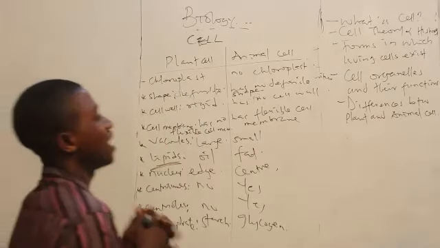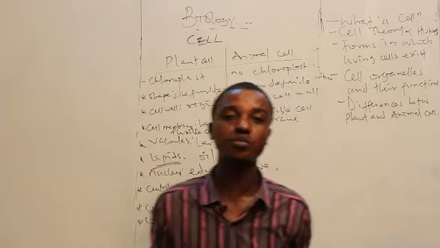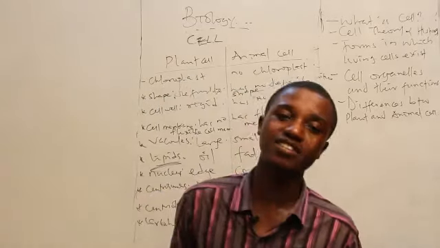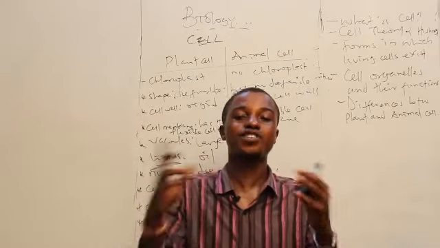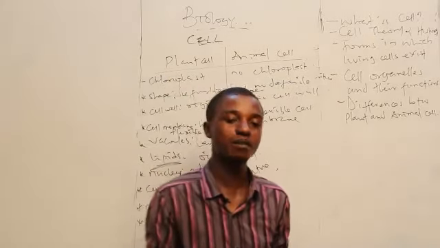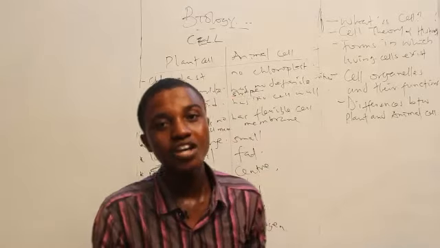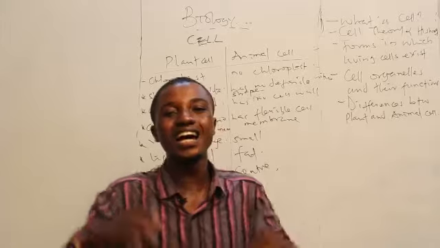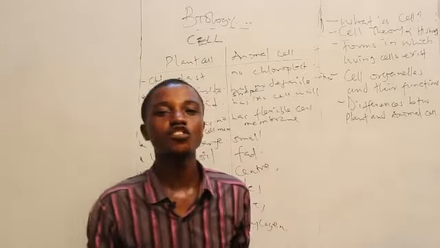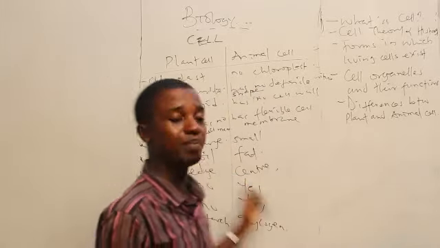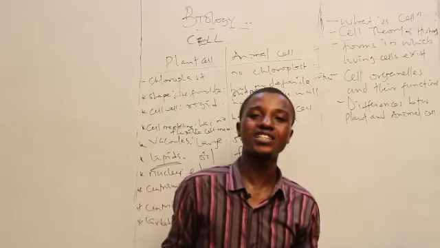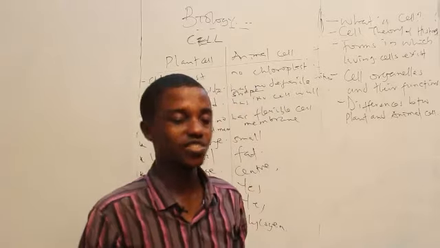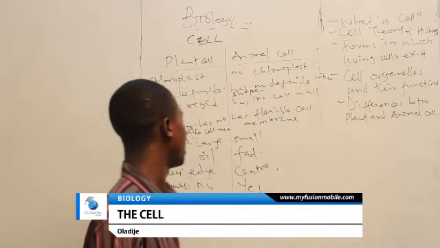Plant cell has chloroplast. Animal cell does not have chloroplast. Now when we look at the shape, plant cell has a fixed shape or a definite shape. Animal cell does not have a fixed shape. Plant cell does not have a flexible cell membrane. Animal cell has a flexible cell membrane. Plant cell has large vacuoles. Animal cell has small vacuoles. Lipid is stored as oil in plants, while it is stored as fat in animal. Carbohydrate is stored as starch in plants, while it is stored as glycogen in animal.